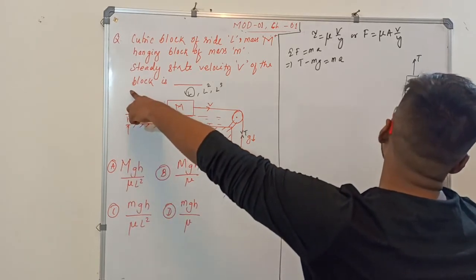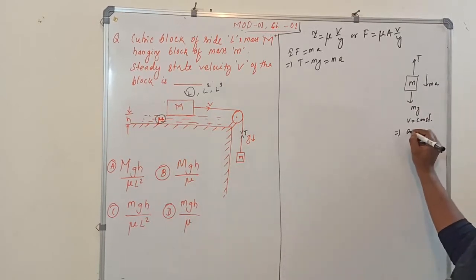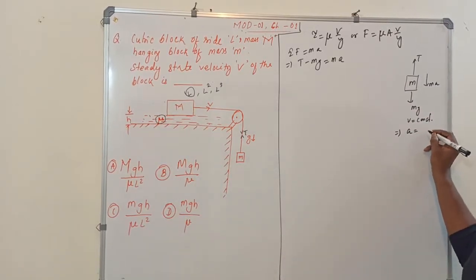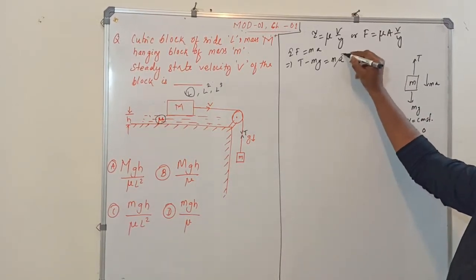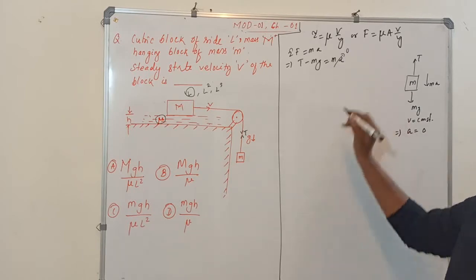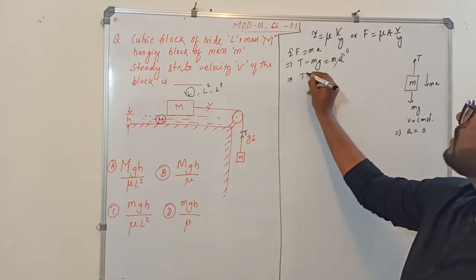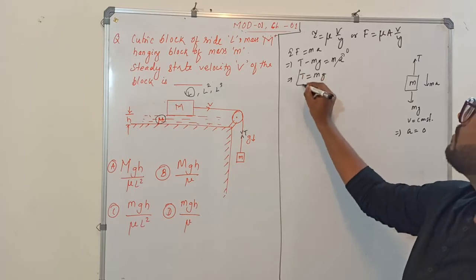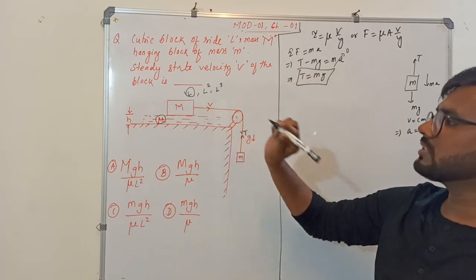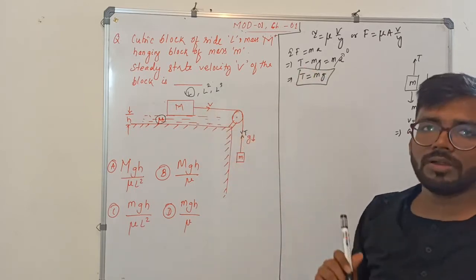That is your velocity is constant. If your velocity is constant, what happens to your acceleration? Zero. If your acceleration is zero, what happened to this term? It became zero. So this implies T became m into g. So now this confusion is over. You are going to use the small m.